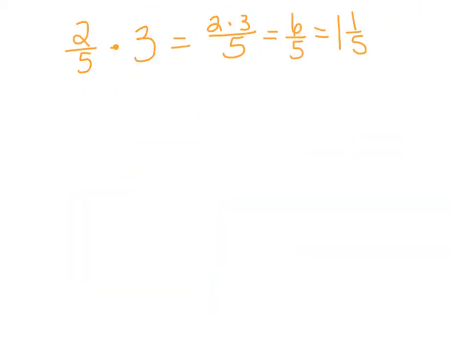So now I know that you know how to solve a problem like the one above, but now we're going to look at how we can picture a problem like the one above. And we're going to do that using two different kinds of models. One of them is a rectangle area model, and the other is a number line.